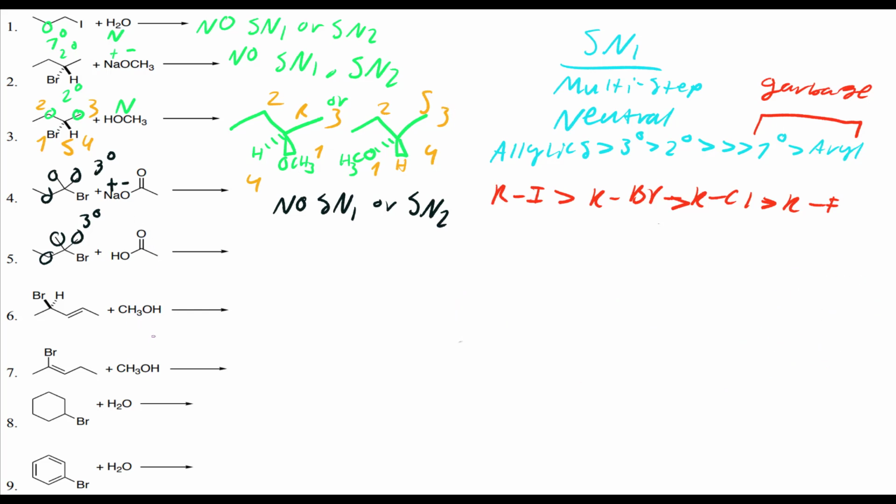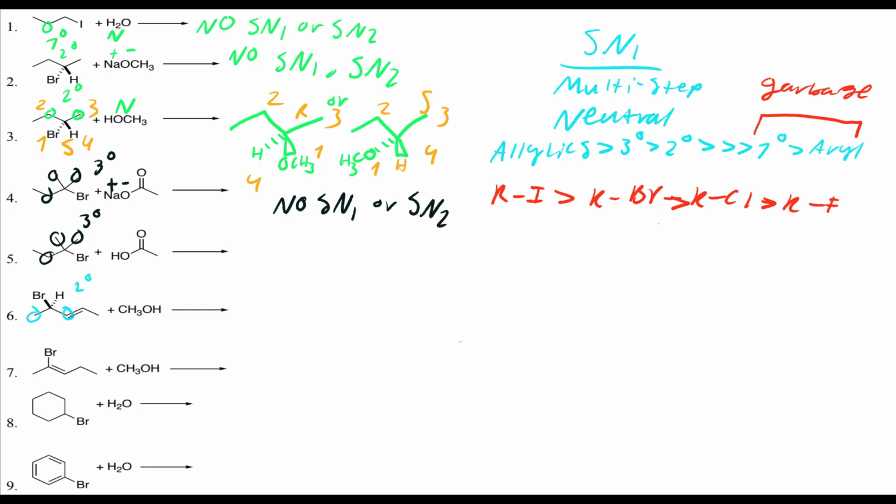Okay, but what about this one? Are we neutral or are we negative? Well, we're neutral. And so for sure, since we're neutral, we have to do SN1, most likely. So now that we consider SN1, we're going to look at our substrate. Over here, that's a secondary carbon. So that's pretty good.